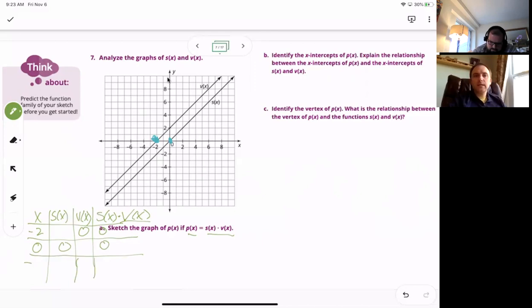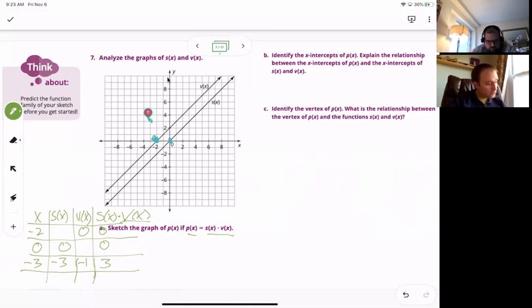And then if I plug in negative 3 to, sorry, not negative 2, negative 3. If I plug in negative 3 to V of X, I get negative 1. So S of X is negative 3, V of X is negative 1. So the product is 3. So I just plotted the point (-3, 3).